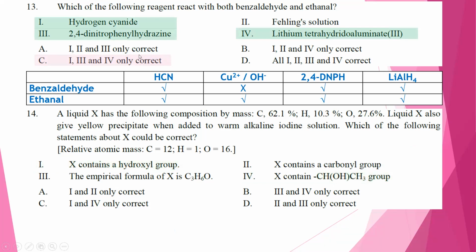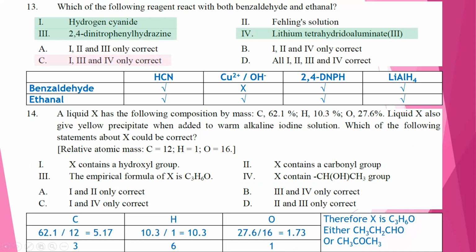Okay, number 14. Liquid X has the following composition: C 62.1, H 10.3, O 27.6. Liquid X also gives a yellow precipitate when added to warm alkaline iodine. Which of the following statements about X could be correct? 1. X contains a hydroxyl group. Now let's together calculate the empirical formula. After you calculate, the empirical formula for X is C3H6O, so it can be an aldehyde or ketone.